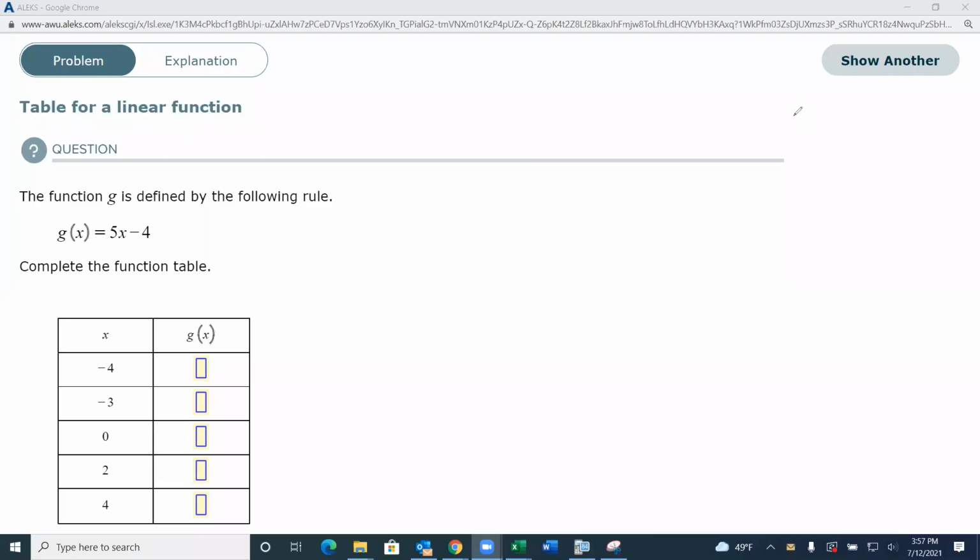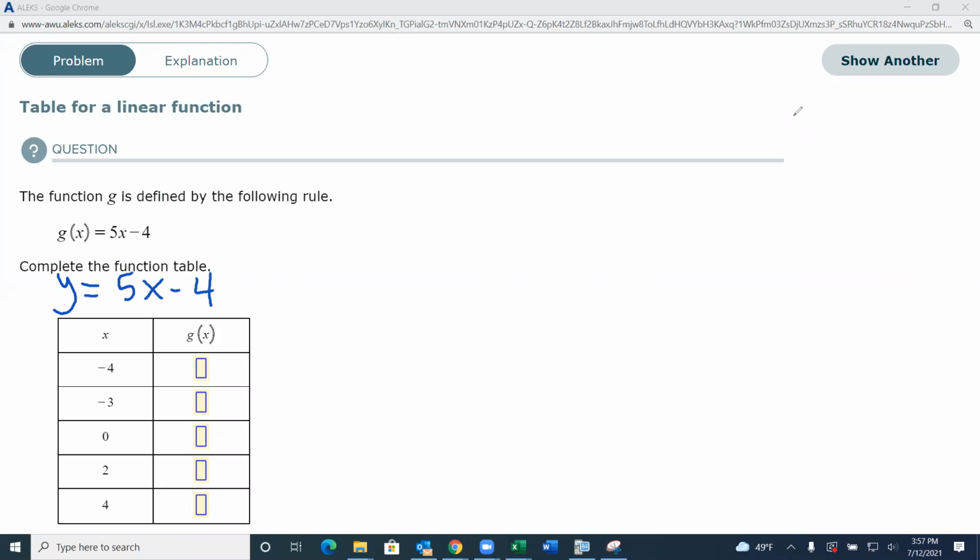Okay, so now what do we have? Well, we've got this thing right here. This is what a function will usually look like when you work with one. You'll see g of x or f of x or h of x, something like that. And then you'll see this over here. Now, this is essentially the same thing as y equals 5x minus 4.